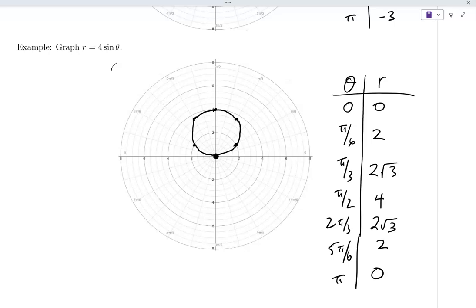So we're going to try to talk a little bit more of an analytic way to get some of these graphs on Wednesday. So I'll do more of this on Wednesday.